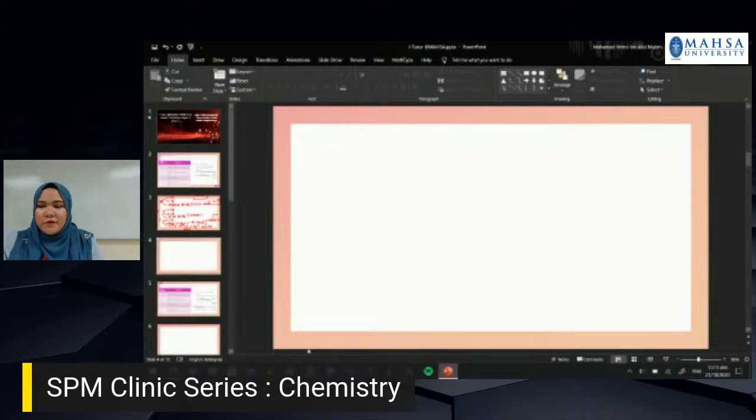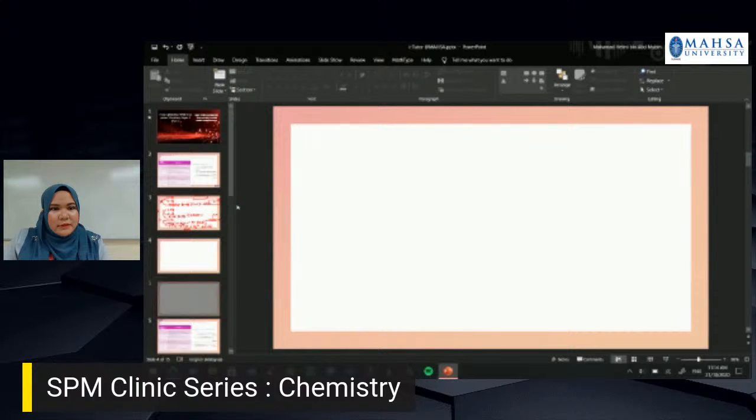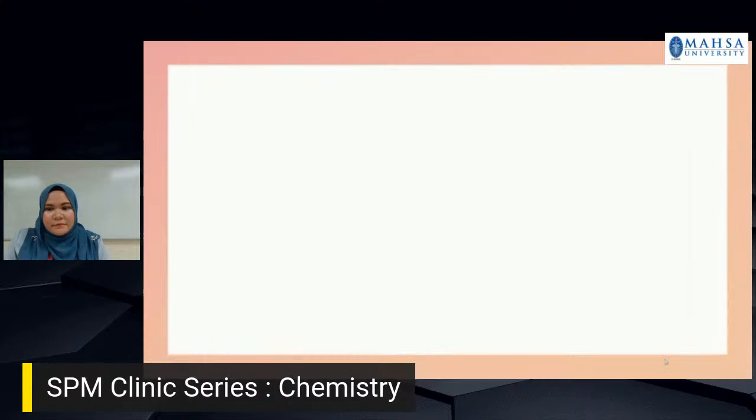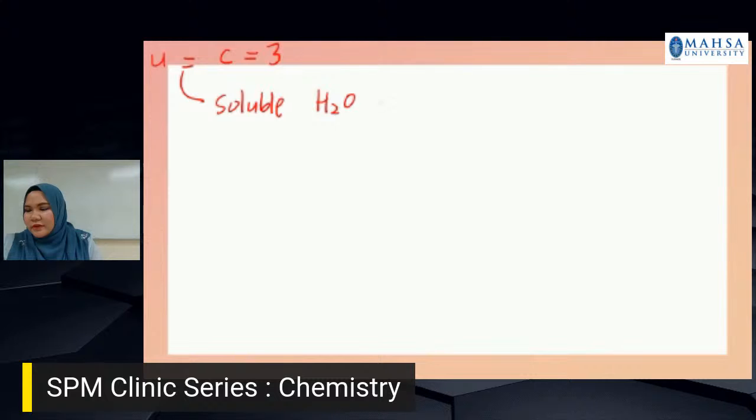Okay, so another piece of information is regarding U. The information that we have for U is carbon also equal to 3. And then another piece of information, soluble in water. So soluble in water means that this compound contains an electronegative atom, so it will produce hydrogen bonds.